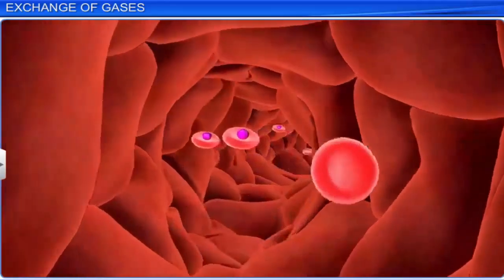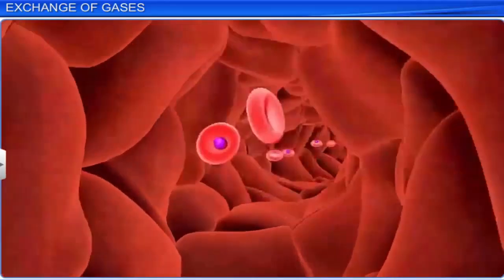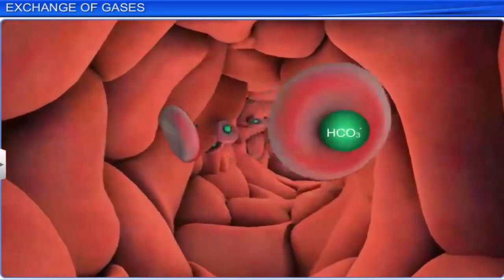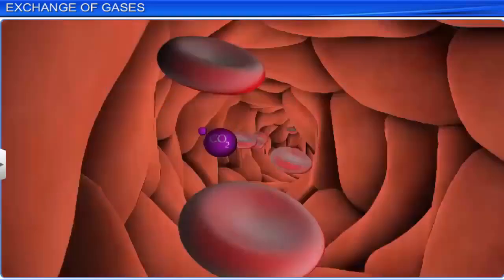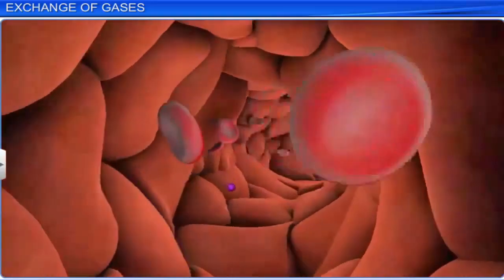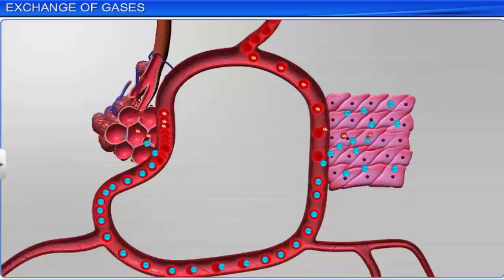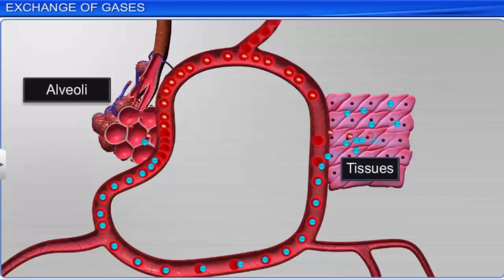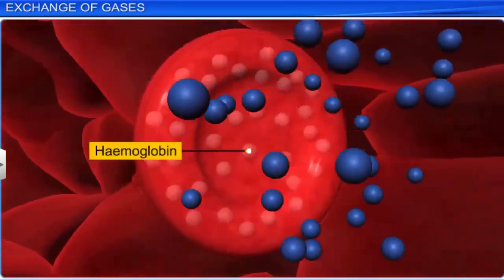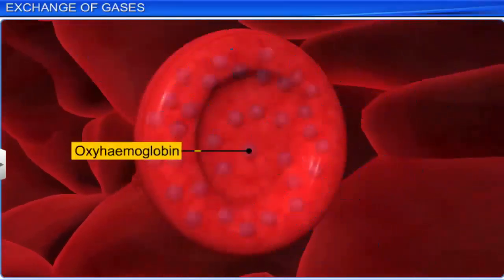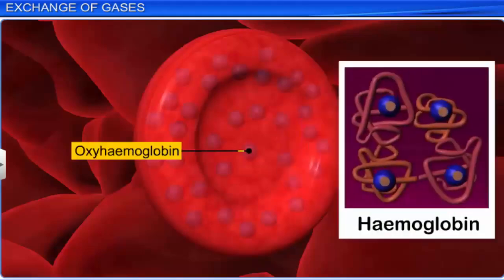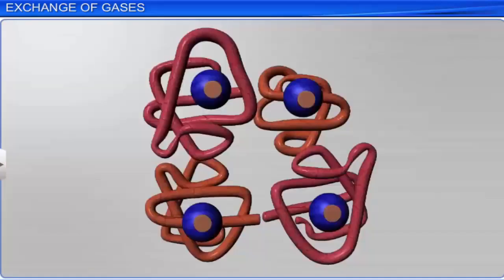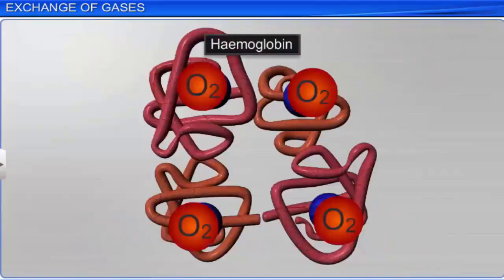Nearly 20 to 25% of carbon dioxide is transported by red blood cells, while 70% of it is carried as bicarbonate, and the remaining 5 to 10% is carried in a dissolved state through plasma. Let's look at the transportation of oxygen from alveoli to tissues. Hemoglobin in the blood binds with oxygen to form oxyhemoglobin. Hemoglobin is a red-colored, iron-containing protein. Each hemoglobin molecule can carry 4 molecules of oxygen.